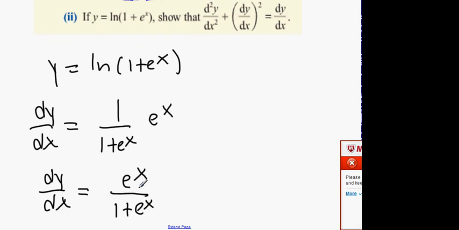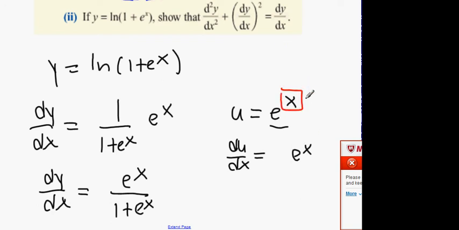What type of rule is this now? Patrick, type of rule? u equals e to the x. It's a quotient rule. What's the du/dx then, Simon? The rule for e to the x is the e to the x part differentiates into itself, and then all you have to do is differentiate the power. When you differentiate x, you get 1, which is still e to the x.